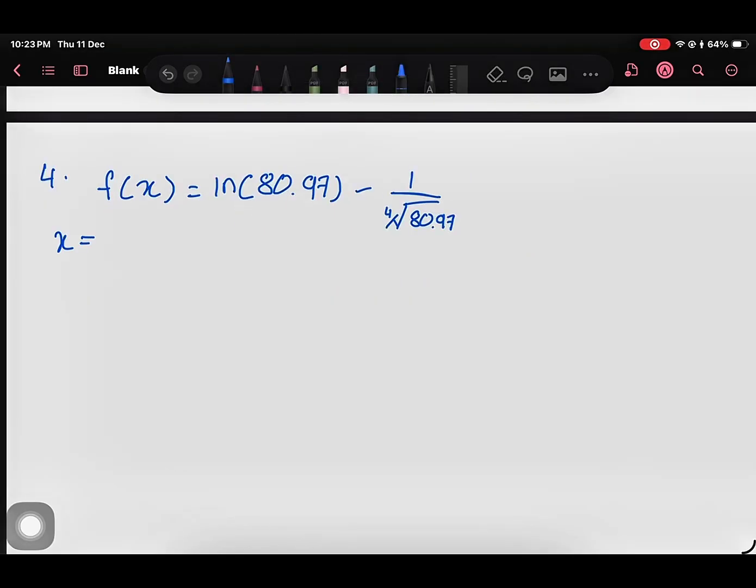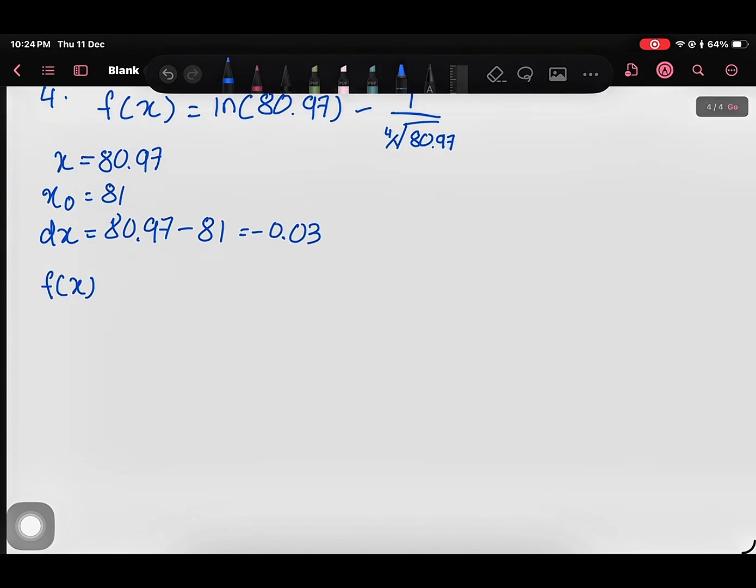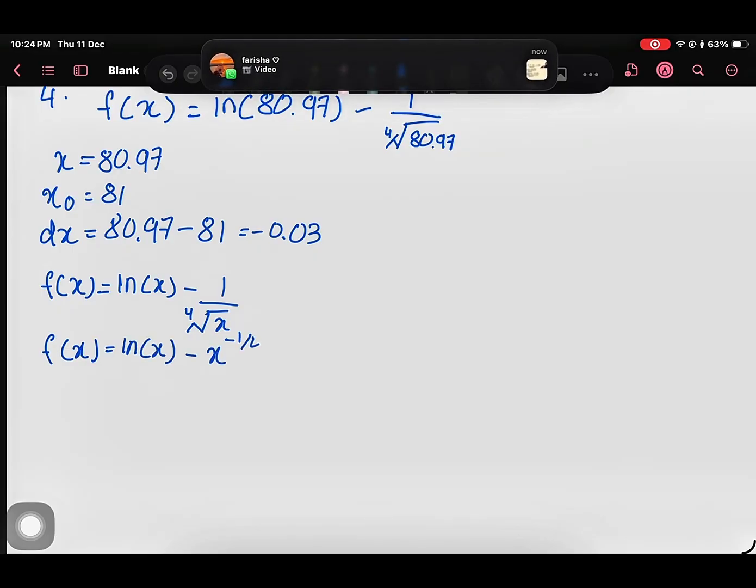And for the last question, which is question 4. New value equal to 80.97, initial equal to 81. Then dx equal to 80.97 minus 81, which will become negative 0.03. And then we will do the f of x. f of x equal to ln x minus 1 over x to the power of 4. And then f prime of x, you will derive it and it will become ln x minus x to the power of negative 1 over 4.